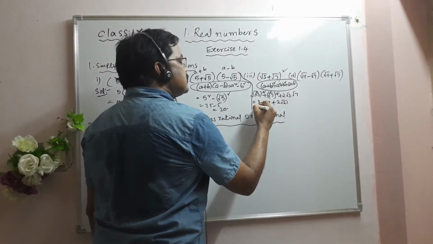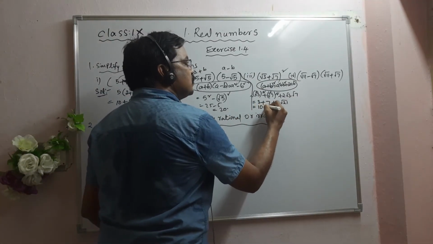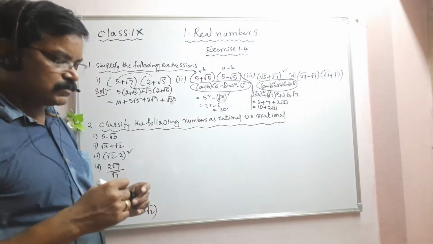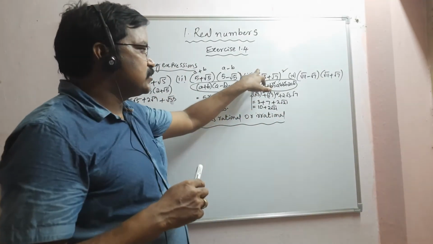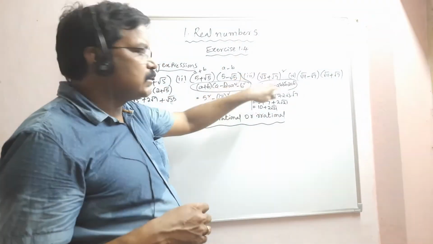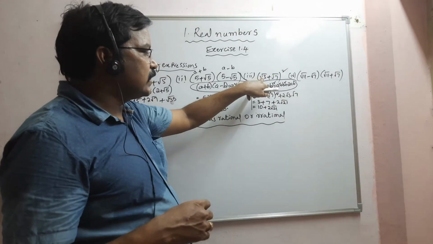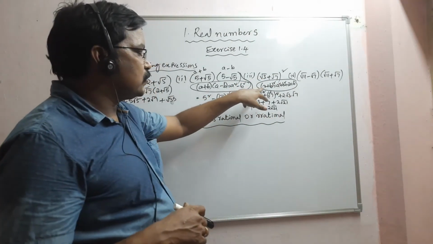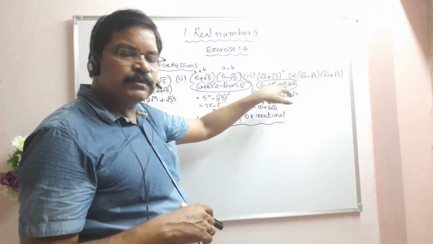So what is 3 plus 7? 10 plus 2 root 21. This is the answer. I will repeat. This is in the form of a plus b whole square. That means here a is equal to root 3, b is equal to root 7. So what is a plus b whole square? A square plus b square plus 2ab.